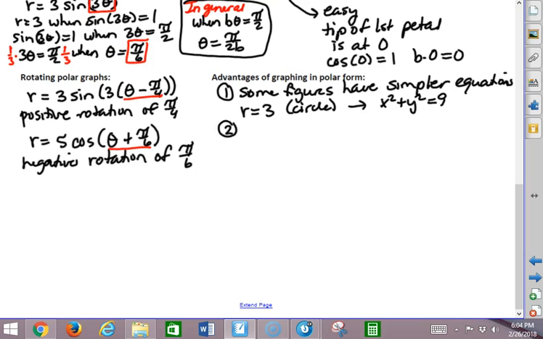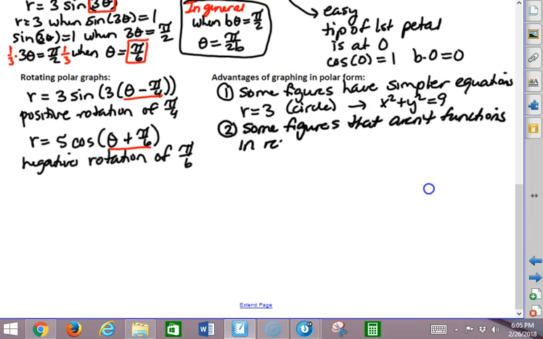Number 2, some figures that aren't functions in rectangular form, like a circle, for example, because a circle is not a function in rectangular form. It doesn't pass the vertical line test. Some x's have more than one y. Example, circle. Are functions in polar form.